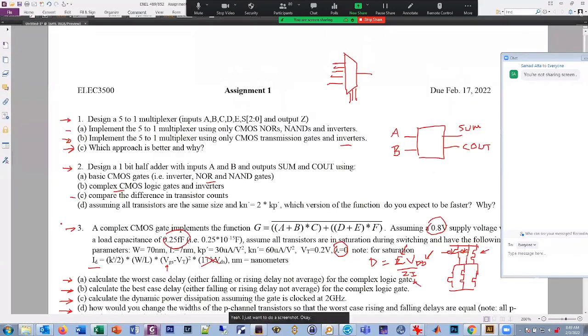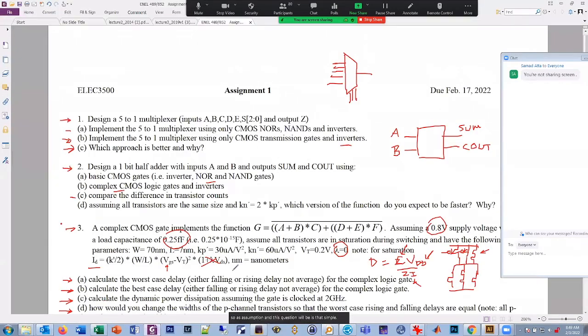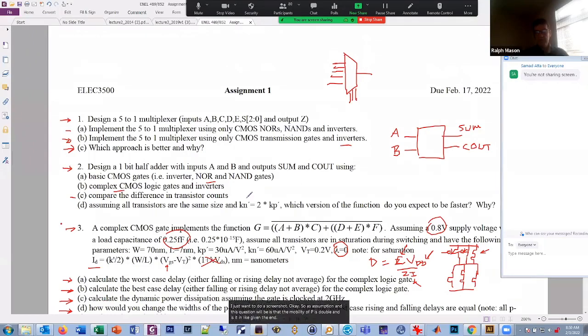So the assumption in this question will be that the mobility of N is double P. Is that given? Yes, the N is 2 times the P. Right here, that's given, yep.